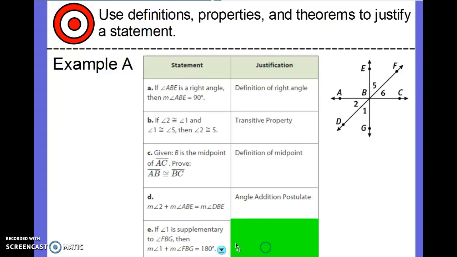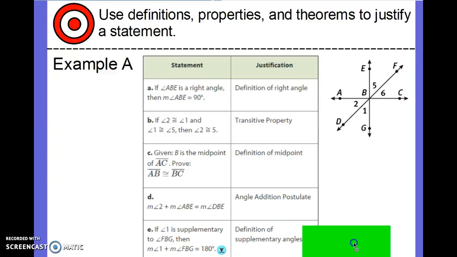All right, last but not least, if angle 1 is supplementary to angle FBG, so FBG is right here, angle 1 is right here, then the measure of angle 1 plus the measure of angle FBG equals 180 degrees. Okay, so notice they started out by saying if it's supplementary, then they add up to 180 degrees. That would be the definition of what supplementary is.